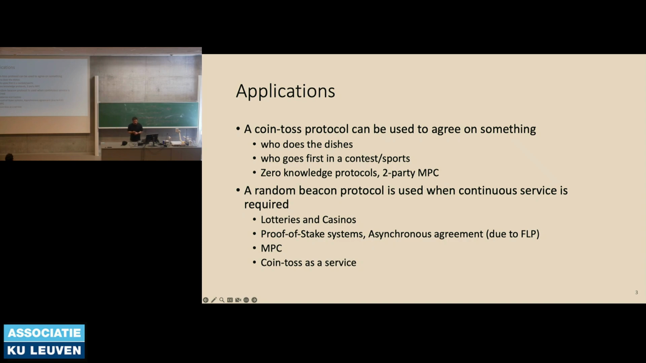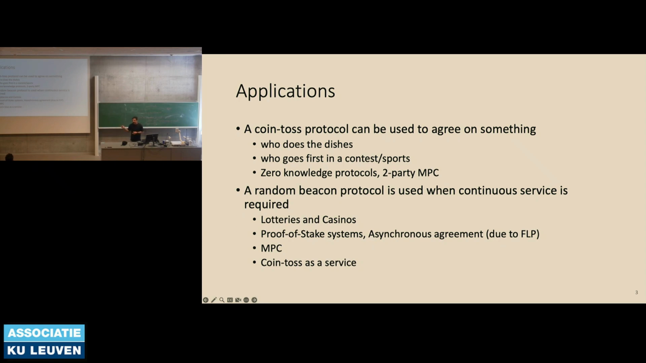Whereas a random beacon protocol is a continuous service, right? It keeps on generating beacons. So where would you need a random beacon? In lotteries and casinos, right, they'll keep on needing randomness because the slot machines will keep working. So you will need a continuous sequence. Proof of stake systems run forever technically, and they will also frequently be needing randomness. So it would make sense to have a random beacon protocol providing inputs to proof of stake systems.